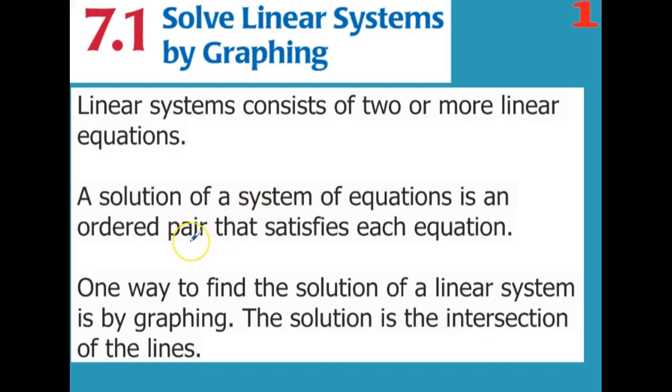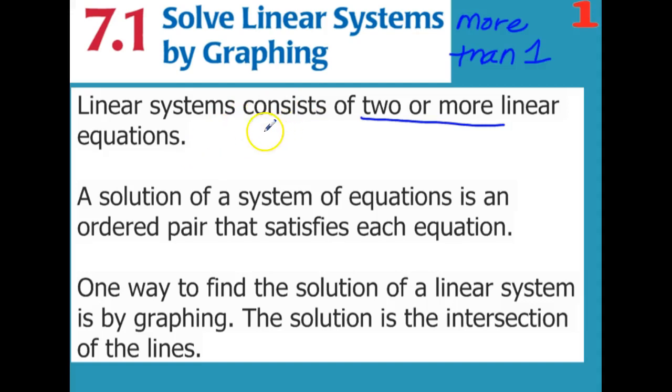Good morning. Today we are starting Chapter 7. We are solving linear systems of equations. Systems meaning that there are more than one line or more than one equation. And we need to figure out where those two lines or those two equations would cross if we were to graph them. So it says linear systems consist of two or more linear equations.